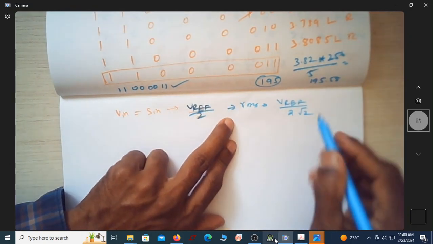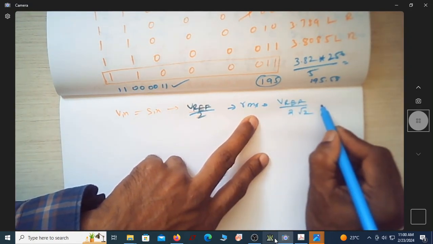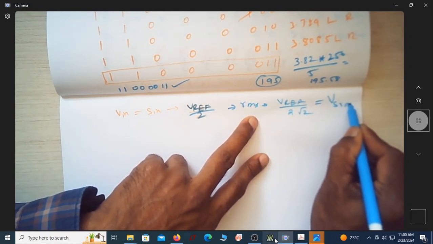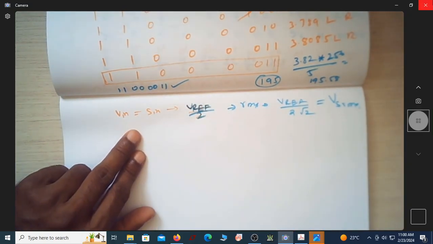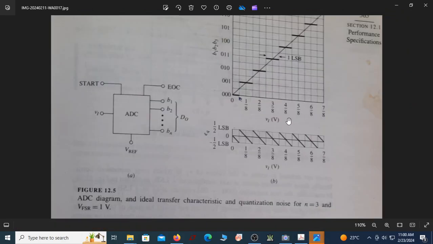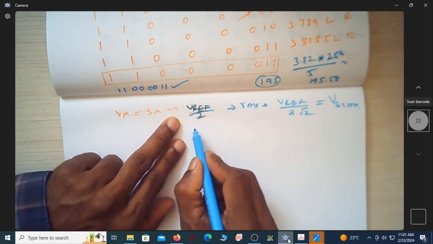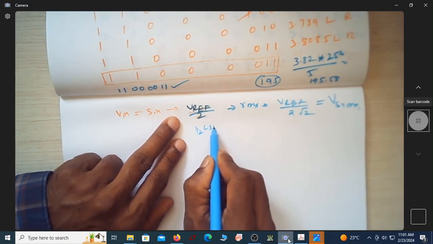This is the RMS of the signal, Vs RMS. Now we know we have this type of error signal. If you carefully look at the error signal shape, it looks like a sawtooth waveform. This sawtooth waveform has a peak, and the peak is actually half LSB.